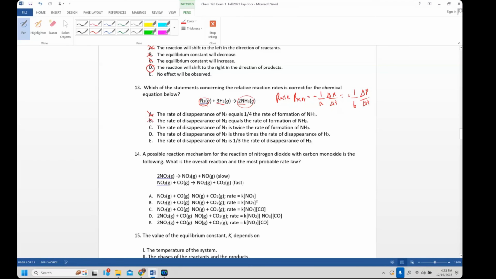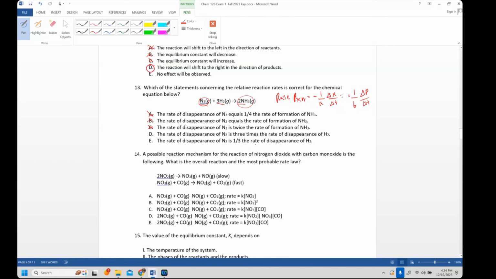So that's incorrect there for C. For B, for C, the rate of disappearance of N2 is twice the rate of formation of NH3. No, I just said it's the opposite. The rate of appearance of NH3 is double that of N2. And then D, the rate of disappearance of N2 is 3 times the rate of disappearance of H2. So that's incorrect because we know that H2 has to decrease at 3 times the rate of N2 in order to keep up with N2.